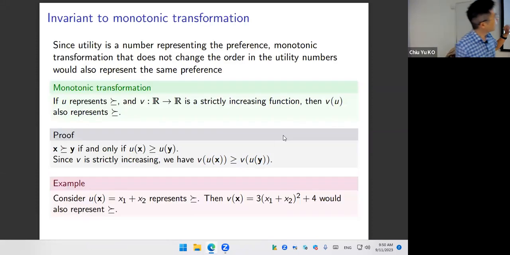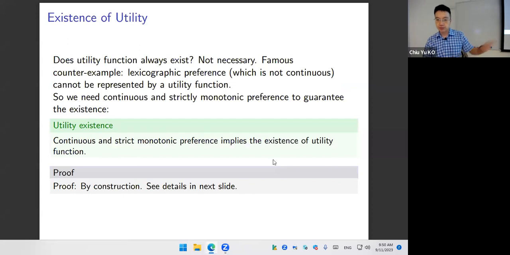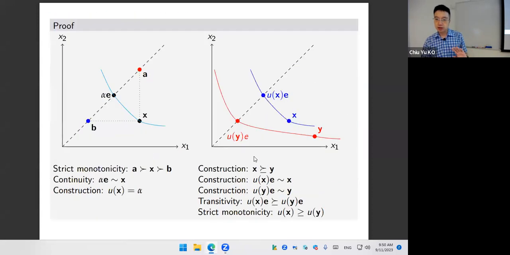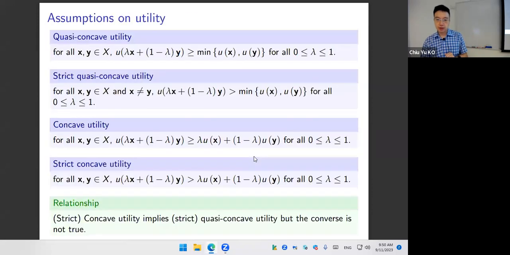And then because utility just represents order, any monotone transformation would do as well, okay? So that's the proof. I'm not going to repeat the proof, okay? And for the assumptions on preference that translate to the utility, I guess we don't need to talk more because I think the proof is very straightforward.